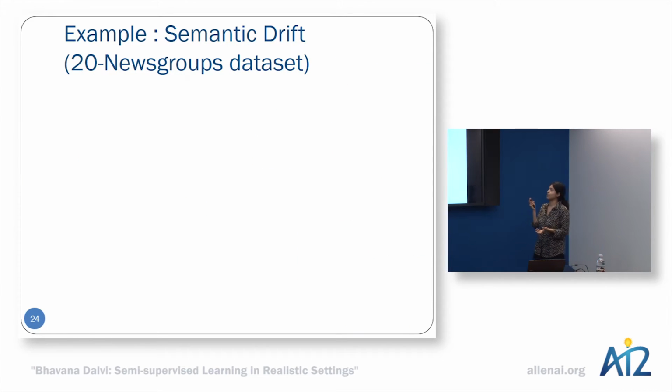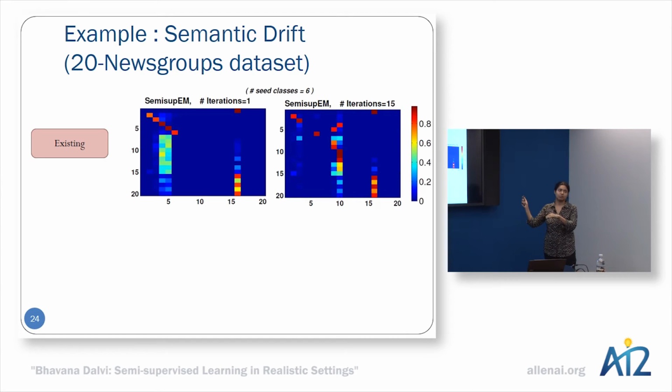That was a toy example created by me, but what happens in a real world data set? Say we have the 20 newsgroup data set. Here we know that there are 20 categories, but we fooled the semi-supervised EM algorithm by saying that there are only 6, so the remaining 14 categories are unknown to the algorithm. Let's see what it does.